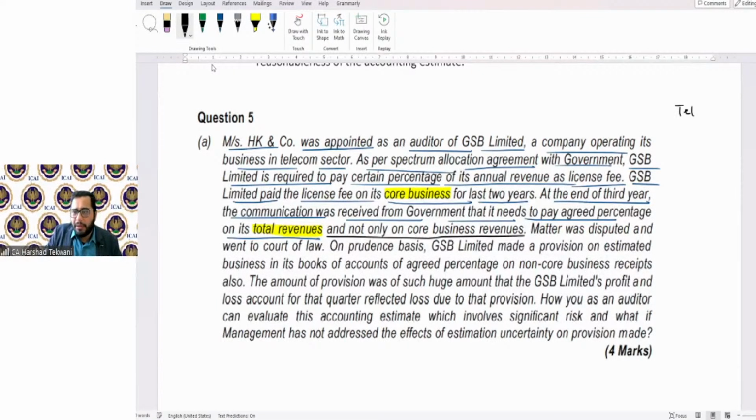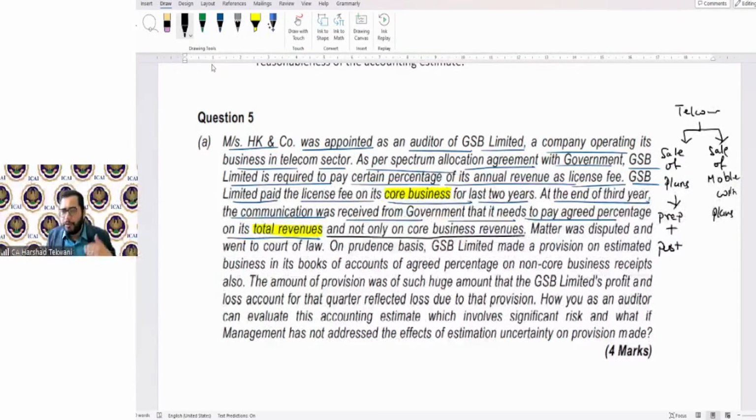Now, just to give an example to make you understand. Let's say in a telecom company, there are multiple businesses. One is sale of talk time, or plans or recharge or whatever you call it. Sale of plans, which is prepaid and postpaid. There was another: sale of mobile equipment with plans. Okay, means they were selling iPhone, they were selling other mobiles with the inbuilt plan in it.